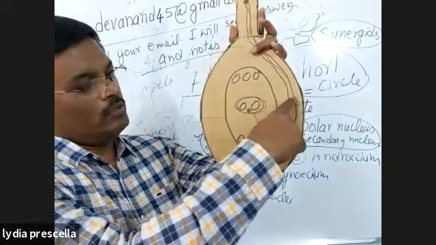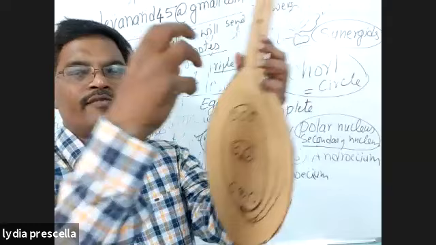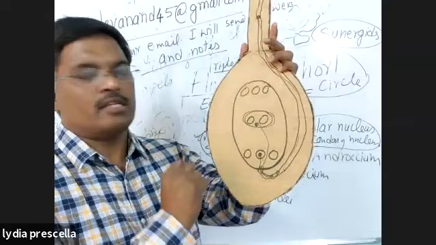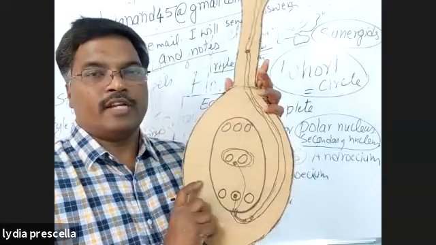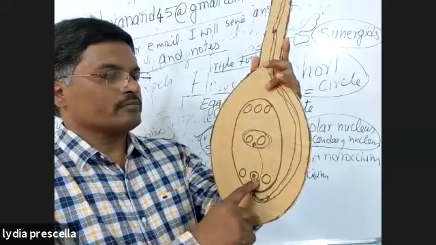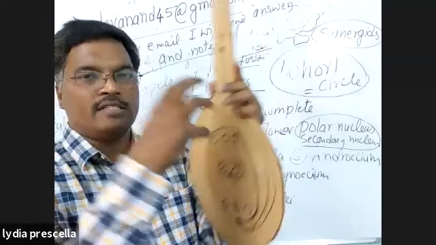Both will join, that is fertilization. Joining of male gamete and female gamete, the sperm and the egg, is called fertilization. This is the first fertilization. Now, this will become the embryo. The sperm and the egg fertilize and they become the embryo. That will grow into a new plant.